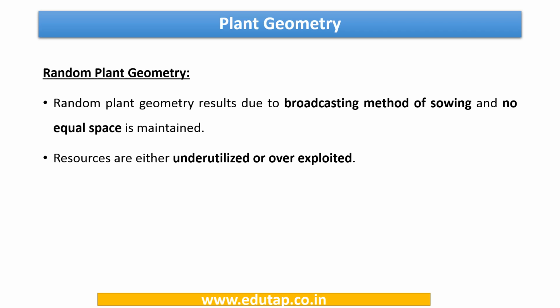So when we talk about random plant geometry, you can see from the name itself that there is no particular arrangement that is followed, no spacing or fixed distance that is maintained between row to row and plant to plant. Okay, it is very random. So how can we actually achieve this kind of geometry? When we use the broadcasting method of sowing.